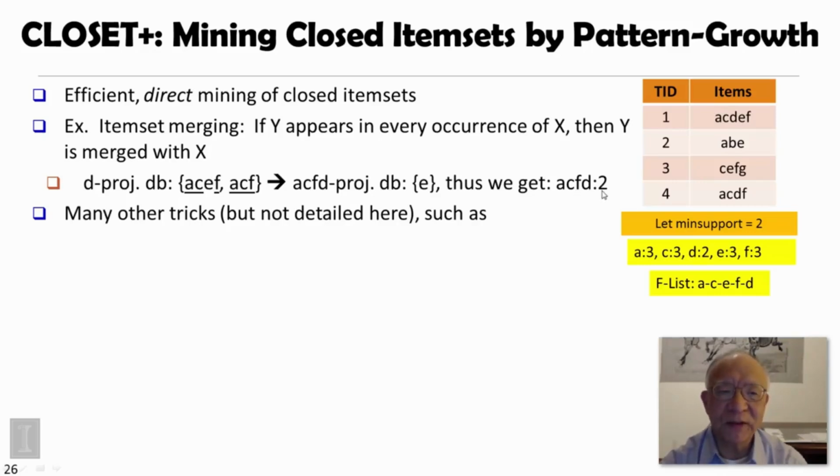It's the final result. This method called item set merging simply says if Y appears in every occurrence of X, then item set Y is merged with X. Now the X is D and Y is ACF. ACF occurs in every occurrence of X, which is D. Then we will merge ACFD together to form a more compressed form. That means you can mine all these immediately. Okay, so this is more efficient.